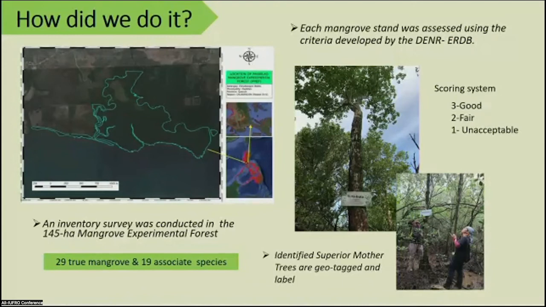So what we did was we conducted a survey. Each mangrove stand was assessed using the selection criteria developed by our office. This selection criteria is a scoring system. If any of you is interested in the selection criteria, you can approach me later. Those mangrove stands were assessed by different parameters, including tree health, the age of stands, and many more. Those identified superior mother trees are geotagged and labeled for our monitoring purposes.